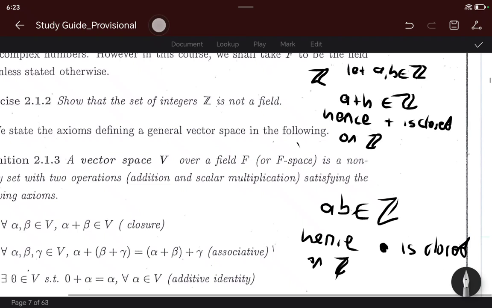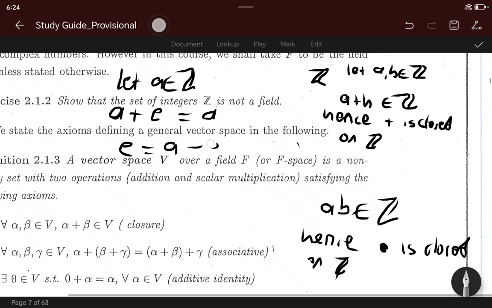Now after checking, let's check the identity. Let a be an element of the integers. Then we have that a plus e is equal to a. Now we must find e, right? When I take a to the other side, I find that e is equal to 0. I ask myself, is 0 an element of the integers?